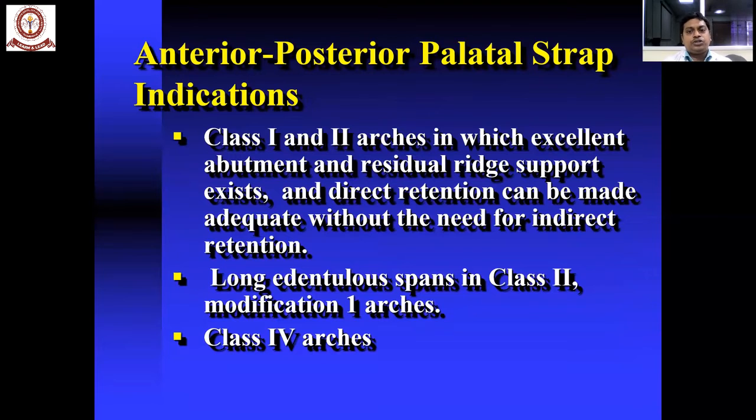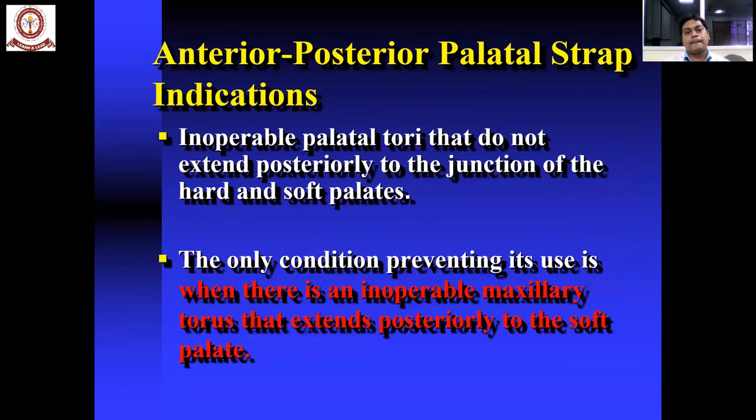Next is anterior posterior palatal strap indications. It is mostly used in Class 1 and Class 2 arches in which excellent abutment and residual ridge support exists, and direct retention can be made adequate without the need for indirect retention. Long edentulous span in Class 2 modification, Class 1 arches, and Class 4 arches. These are the indications where the anterior posterior palatal strap can be given.